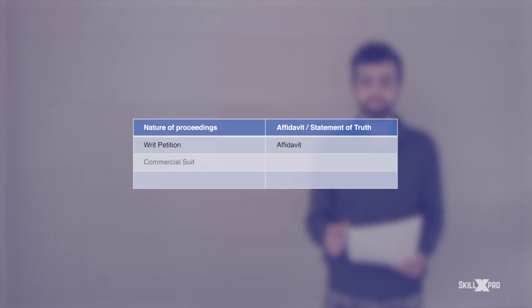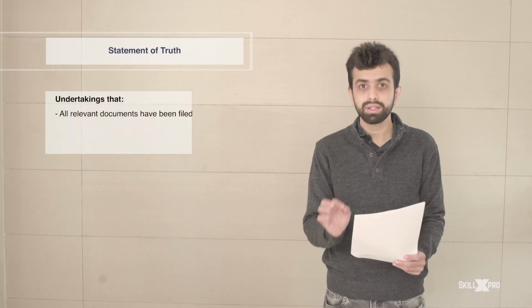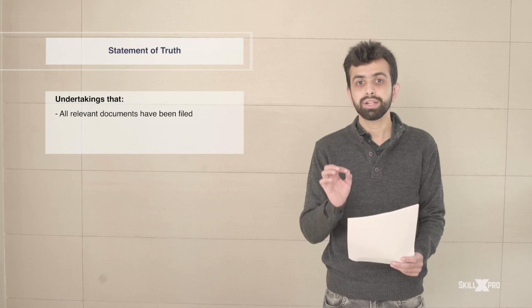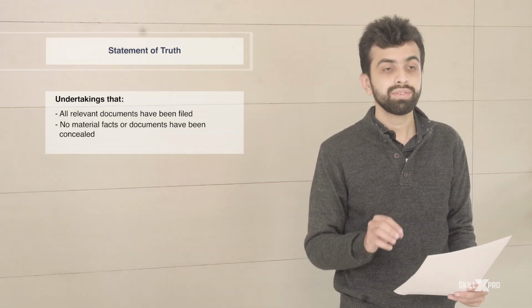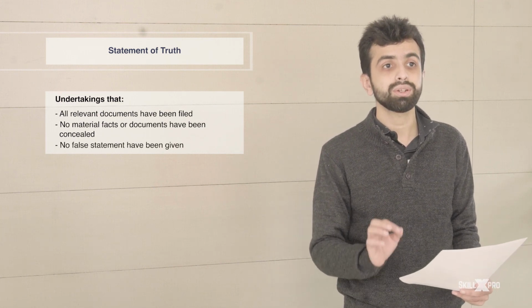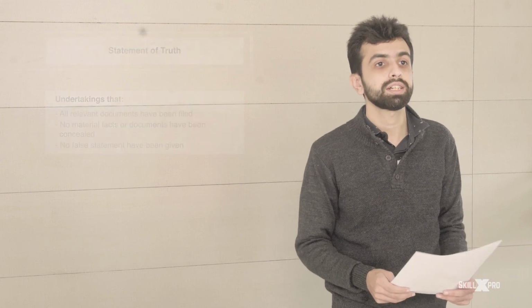But when you come to the affidavit which has to be filed in a commercial suit, it's not exactly an affidavit. It's a statement of truth which has to be filed along with the commercial suit, because that's what the Commercial Courts Act says. In a statement of truth you give further undertakings that you have filed all the documents which are relevant for filing this suit. Then you give another undertaking that you have not concealed any kind of document. Then you give another undertaking that you have not given any false statement in your whole suit. There's a purpose behind this statement of truth.